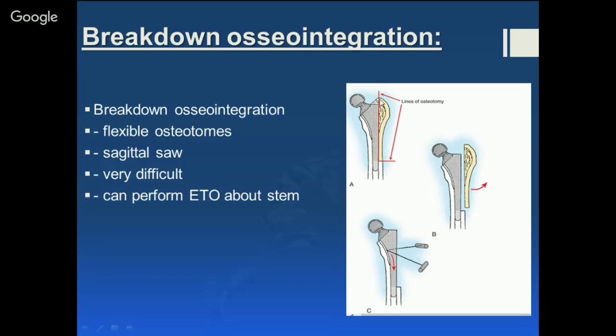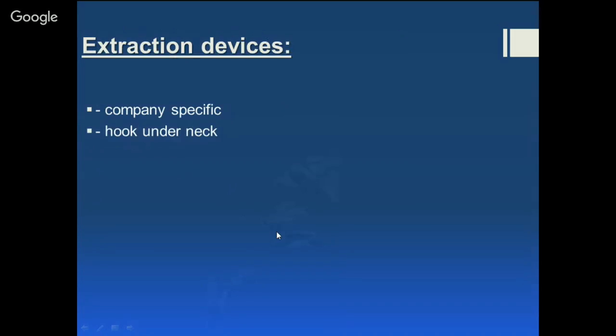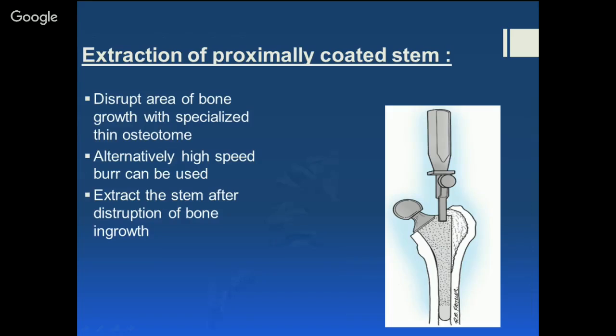This is the picture where we have to remove the trochanter with a part of the shaft. Then we use a Gigli saw which goes around the neck and then around the shaft, and we will remove the implant. Now there is an extraction device, a company-specific hook under the neck. There are all of the extraction devices.